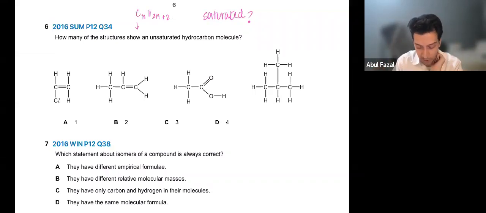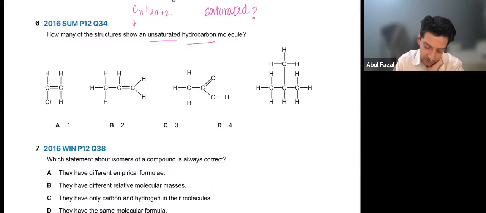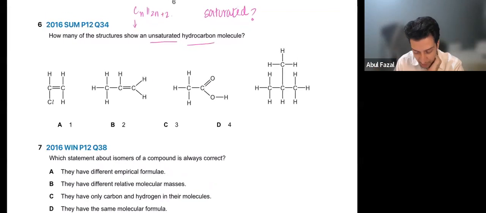Hydrocarbon. दो चीजें पूछ रहे हैं यहाँ पे. One is unsaturated, the other is hydrocarbon. Well, let's see hydrocarbon कौन कौन सा है. पहला hydrocarbon है? नहीं है. दूसरा हाइड्रोकार्बन है? Yes, it is. तीसरा हाइड्रोकार्बन है? नहीं है. ये भी हाइड्रोकार्बन है. Why is this not a hydrocarbon? It has oxygen in it. Hydrocarbons are only carbon and hydrogen. ठीक है? This has a chlorine if you didn't see it.